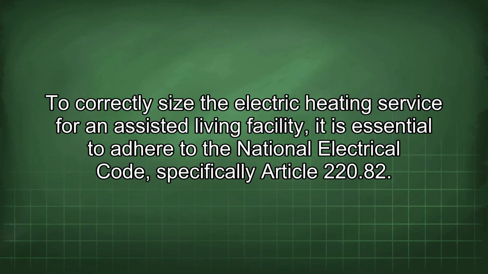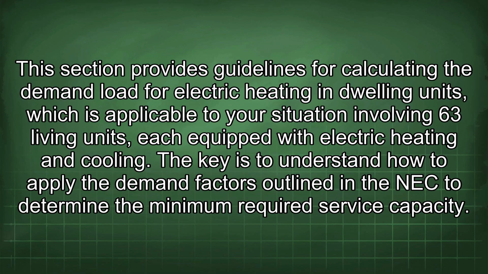To correctly size the electric heating service for an assisted living facility, it is essential to adhere to the National Electrical Code, specifically Article 220.82. This section provides guidelines for calculating the demand load for electric heating in dwelling units, which is applicable to your situation involving 63 living units, each equipped with electric heating and cooling.